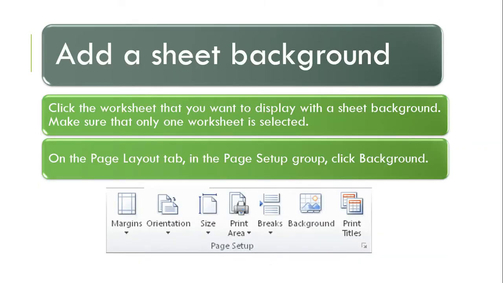Add a sheet background. Click the worksheet that you want to display with a sheet background. Make sure that only one worksheet is selected. On the Page Layout tab in the Page Setup group, click Background. As you can see in Page Layout, when we see the Page Setup group, there is an option of background, as you can see in this picture.